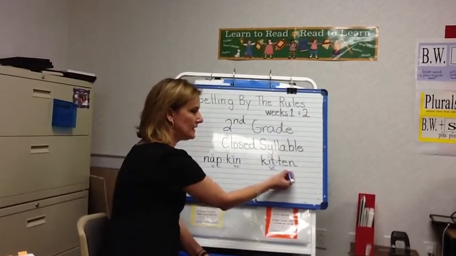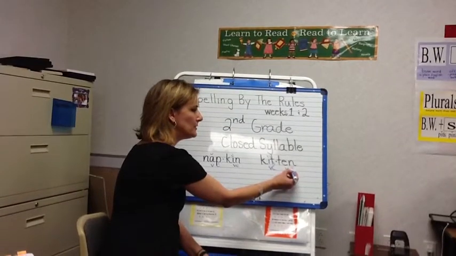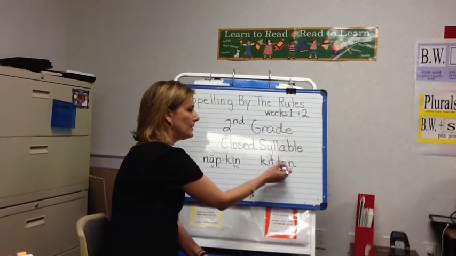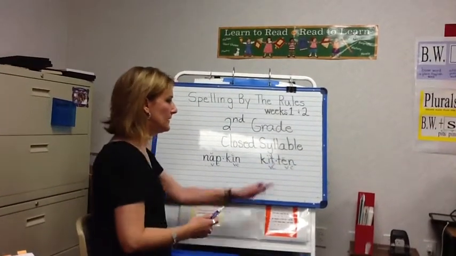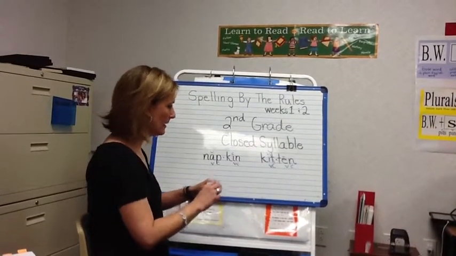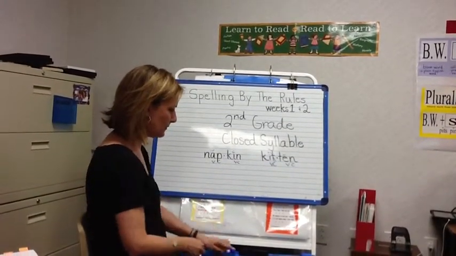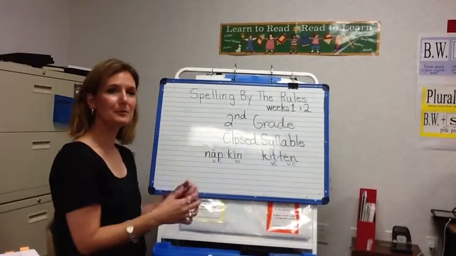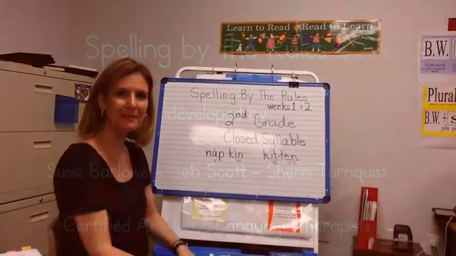And also the second syllable happens to be short because the vowel is followed by a consonant, the short E, so kitten. And I hope that helps with those two-syllable words that I'm sure your kiddos are going to come up with this week.